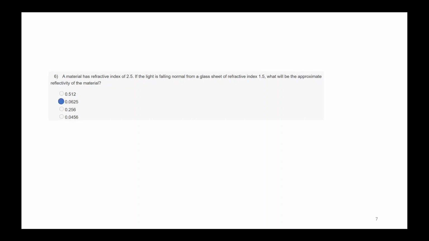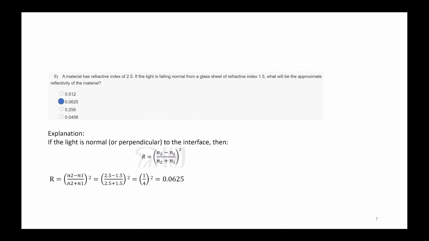Answer will be B. Now we can explain this by, firstly, it is a simple formula for if the light is normal or perpendicular to the interface, then this is the formula that is given for reflectivity of material. So reflectivity will be (N2 minus N1) divided by (N2 plus N1), and whole square. Now N1 and N2 are the refractive indexes of two different mediums through which light is going.